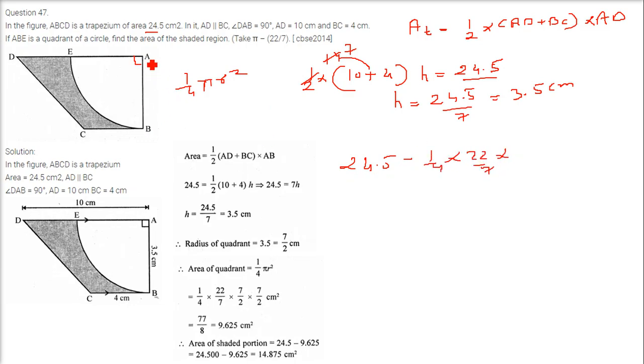What is the radius here? This is 7 by 2, because 3.5 is what we got. See, this is the height, this is the radius also. This height and radius are same. So we get 7 by 2 into 7 by 2. This is 24.5. What do you get here? It will be 9.625, and this comes to 14.875 centimeters square.